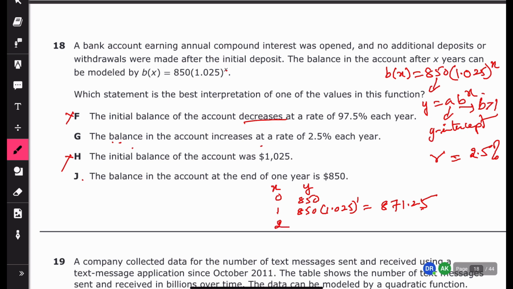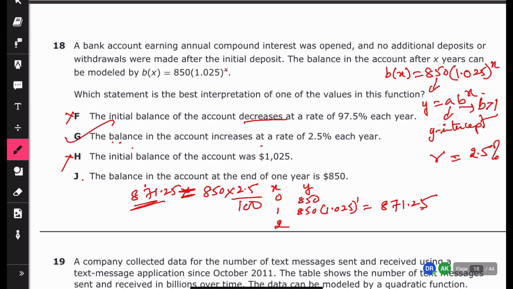Now for the second year, what is the difference? For each and every year, how much is it increasing? If you multiply this by 850, how are you getting this 871.25? It increases at the rate of 2.5%, is it not? So 850 into 2.5 divided by 100, we get 871.25. So therefore G is the right option.